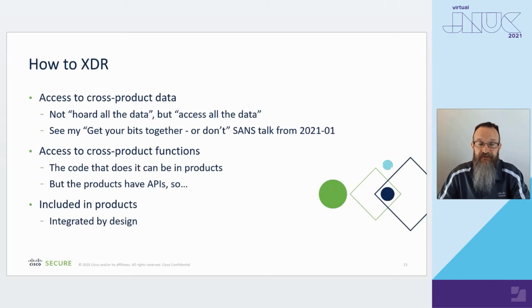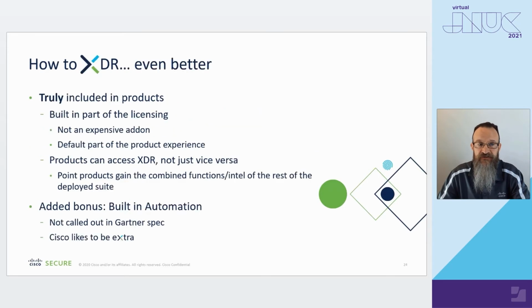Now, how to extend upon that definition of extended detection and response, how to XDR even better, you can really include it in the products. Make it a built-in part of the licensing. Make it something that's not an add-on, that is part of the core XDR position, but make it a default part of the product experience, something that was part of the product from the very beginning. And allow the products to access the XDR, not just the other way around.